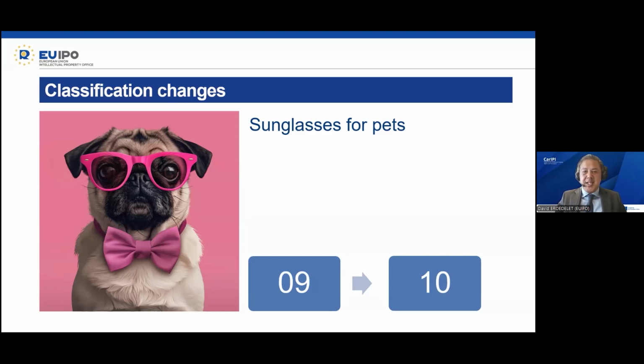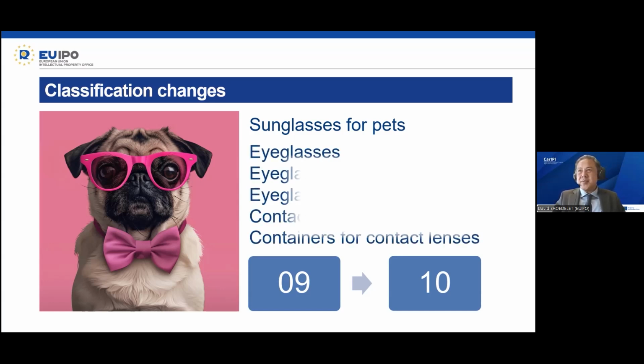So here we can say that the reason behind the change is that sunglasses are really meant to improve, I don't know, the vision of a person or an animal. I've never seen a dog with sunglasses, but there you go. Apparently they exist. Also for these terms, there was a change from 9 to 10: eyeglasses, eyeglass chains, cords, contact lenses, and containers for contact lenses. They were all in 9, and they now go to 10.